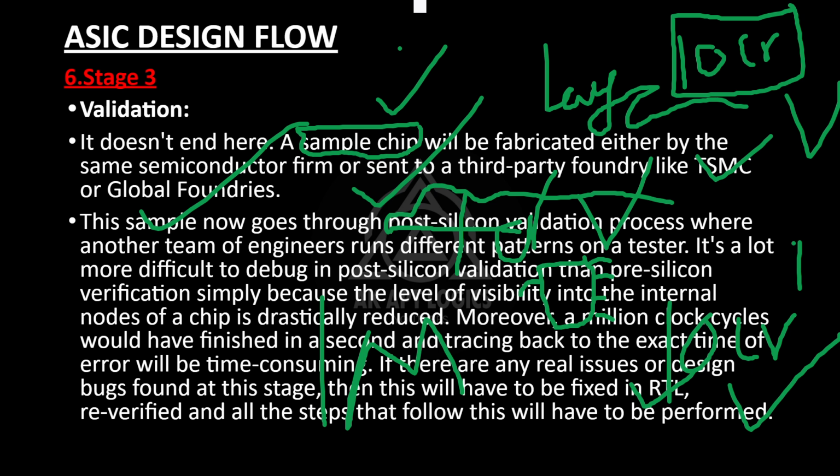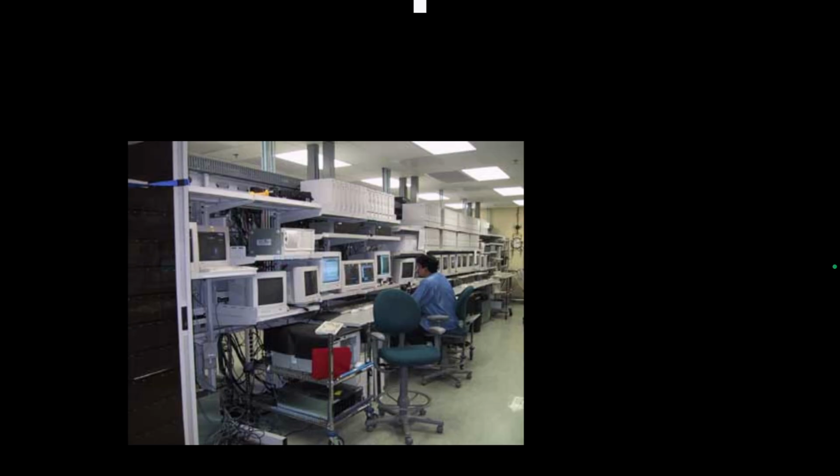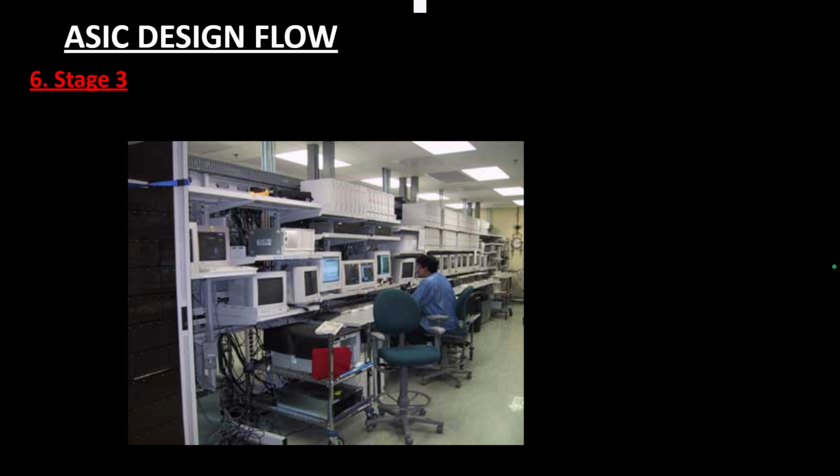Like this, we will go to the previous step and find where the problem is. If everything is fine and the sample chip is working perfectly, excellently, with low power consumption and area, then what are we going to do?